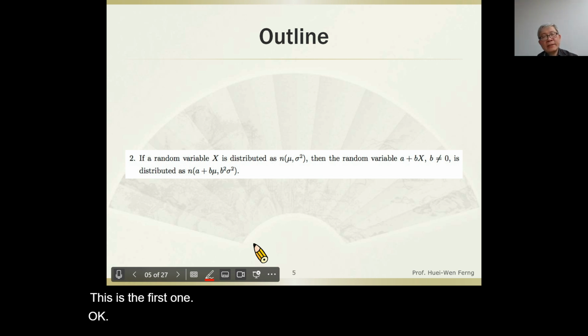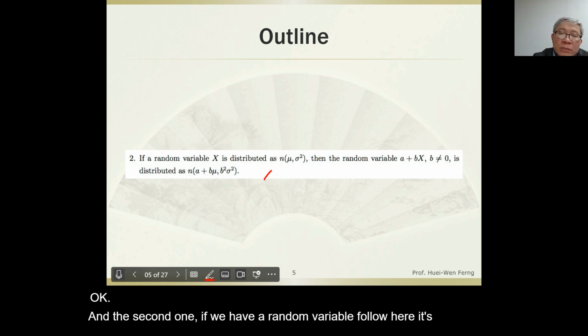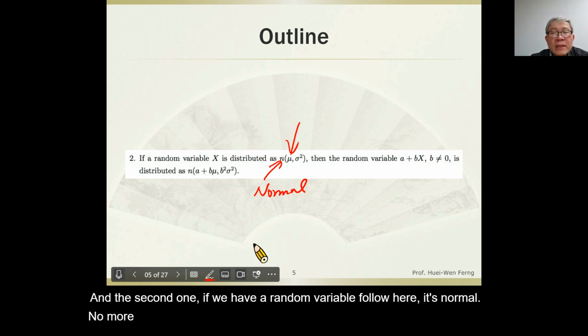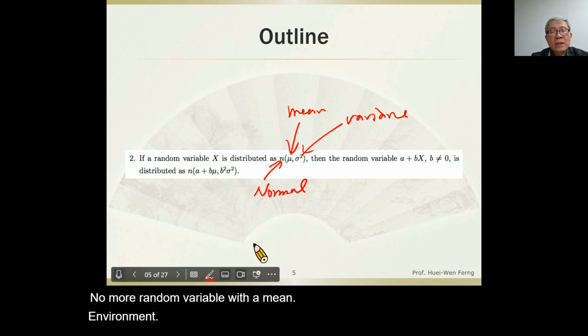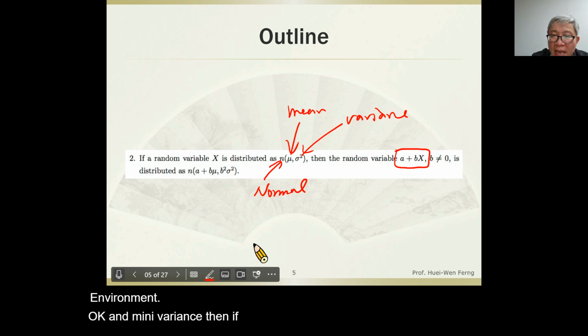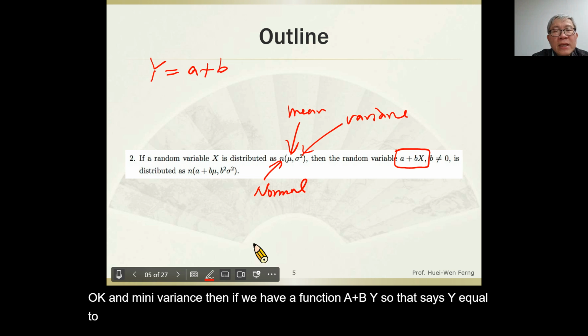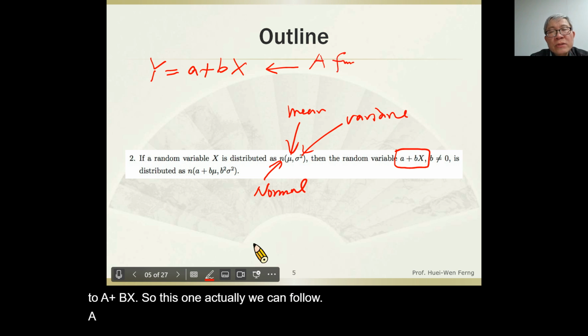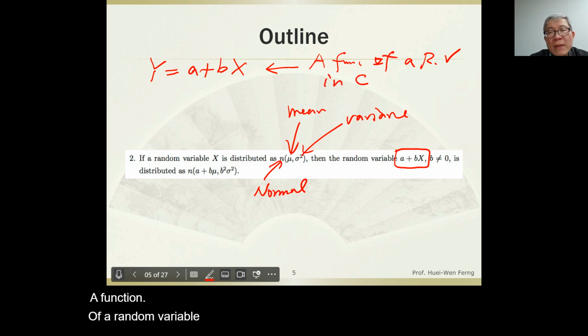Okay, and the second one, if we have a random variable X that is normal, a normal random variable with mean mu and variance sigma squared, then if we have a function Y equal to a plus bX, this one we can follow as a function of a random variable in supplement 1.